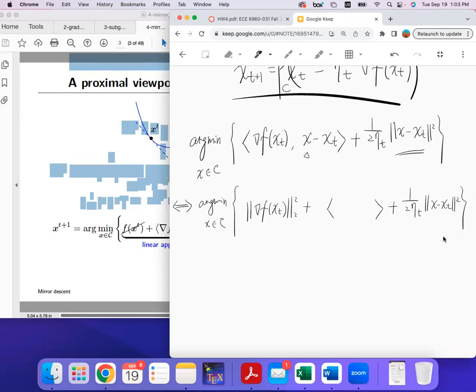Now, I need to be a little bit careful. I need to make sure this is a complete square. So let's look at this one. This term has 1 over eta t, but the inner product term does not. The coefficient is 1, so I need to make sure I get the correct coefficient, right? I need to introduce 2 eta t to the first term.